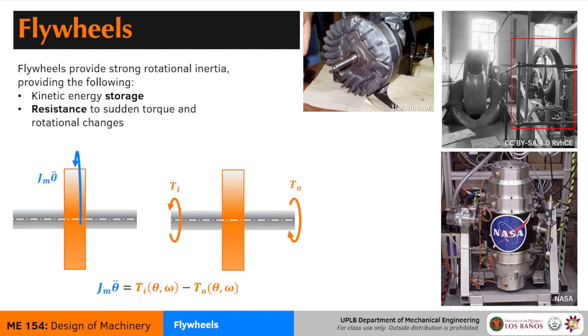Now for flywheels, we do apply a simplification. We assume that the entire shaft, including the flywheel, is rigid. So that means every part of the flywheel and its shaft is rotating in sync. So you don't really get any deformation. You will still get torque differences, but the angular deformation will just not be there.